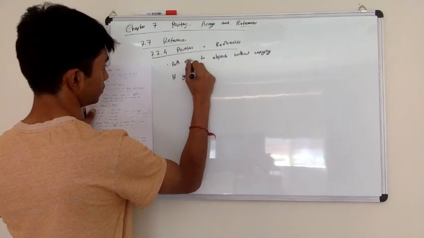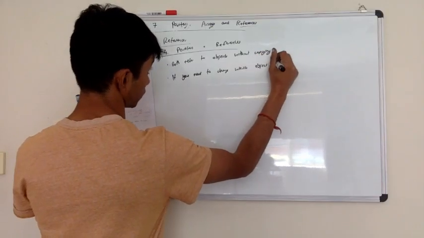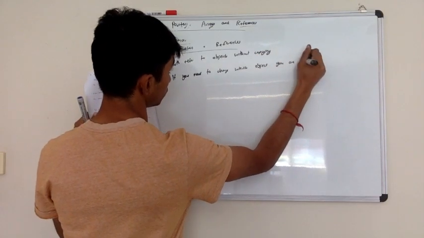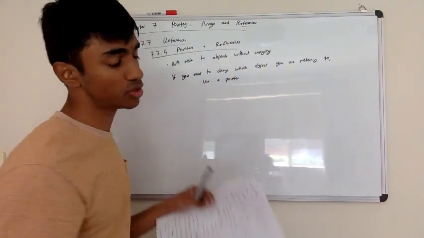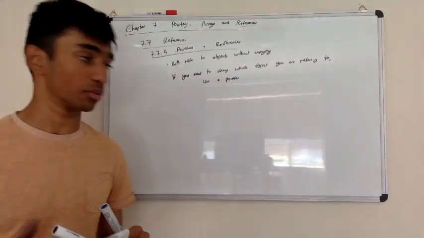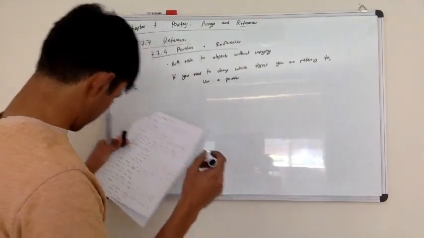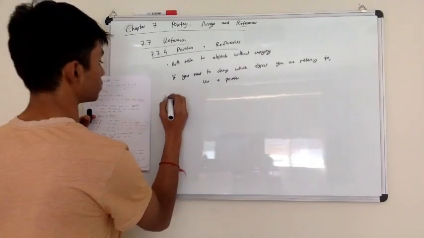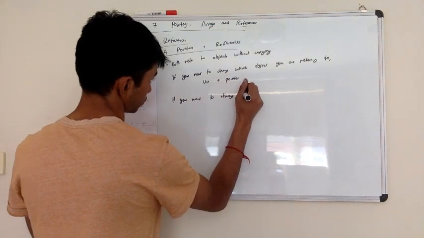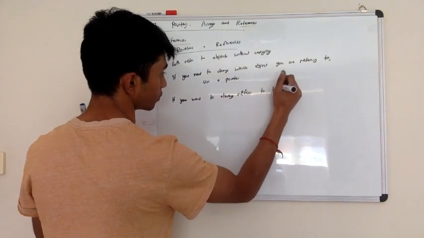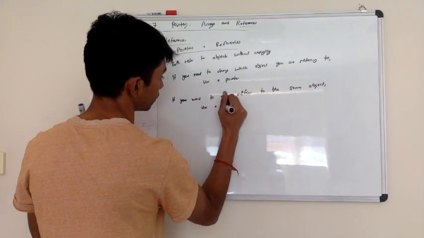If you need to change which object you are referring to, use a pointer. Remember that once a reference refers to an object, it cannot change what it refers to. So if you want to be able to change what you're pointing at, you use a pointer. If you need to make sure that a name always refers to the same object, naturally, we use a reference.